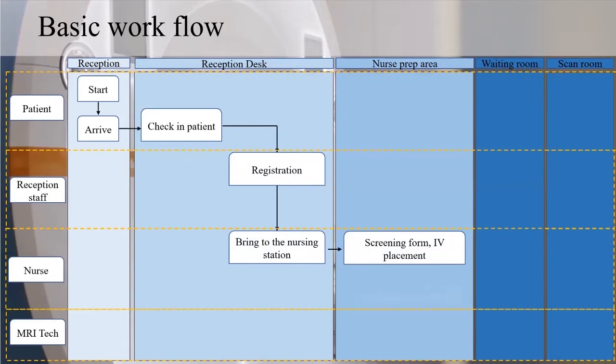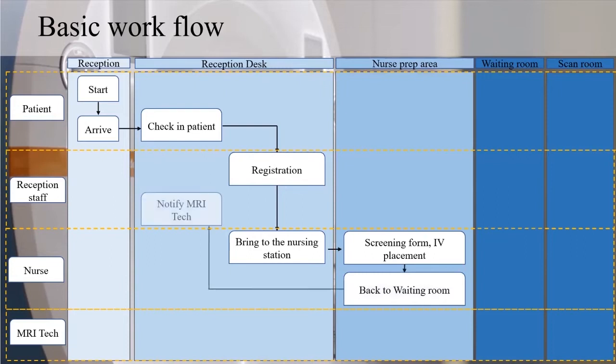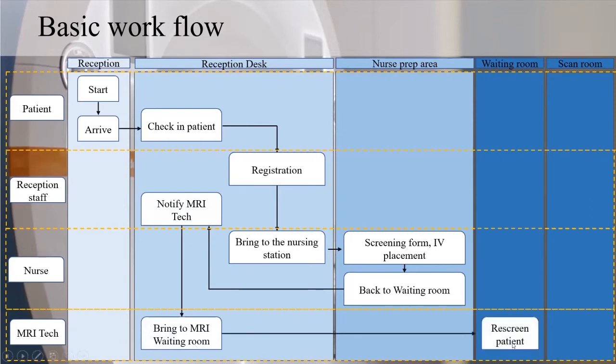Once this is done, the patient will go back to the waiting room. Here, the reception staff will notify the MR technologist that the patient is ready for the scan. Now the patient is with the MR technologist, who will take the patient into the MR waiting room, where there will be a screening. So this is a re-screening. The patient will be re-screened here, and next the patient will be taken to the scan room.